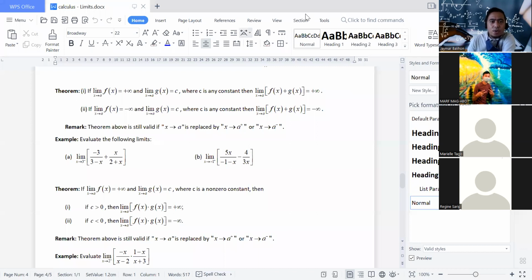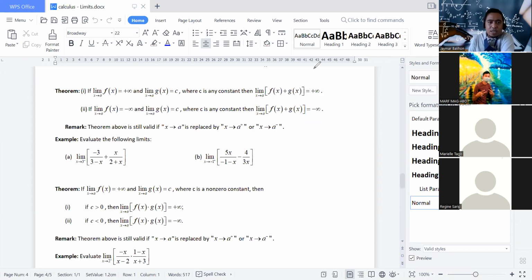So let us have another theorem here. This theorem states that if the function f of x has a limit of positive infinity, and the function g of x has a limit of any constant c, then the limit of f of x plus g of x will equal positive infinity. Any constant, whether it is positive or negative, the answer is positive infinity. And if the limit of your f of x is negative infinity, and the limit of your g of x is any constant, it will absorb it and it becomes negative infinity. That's easy, okay?